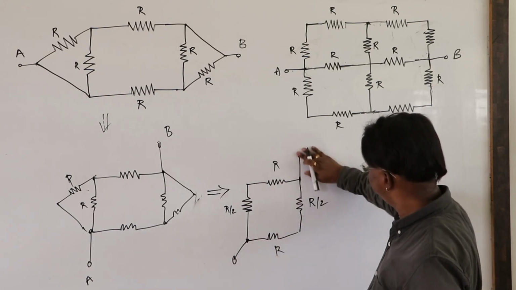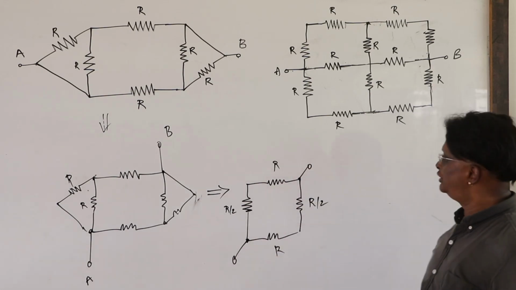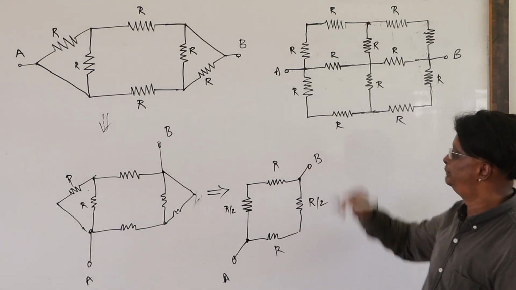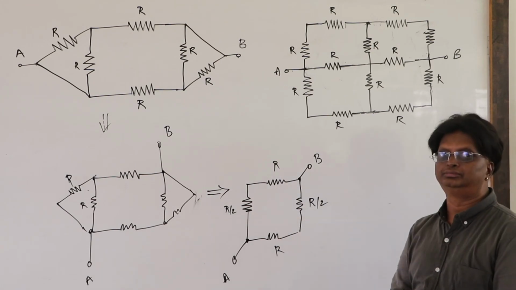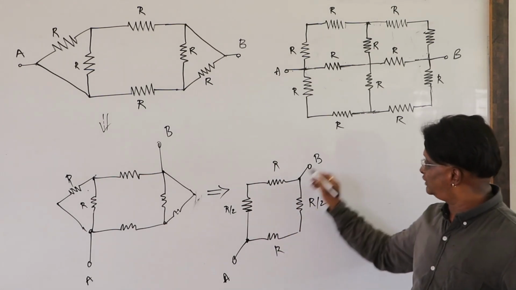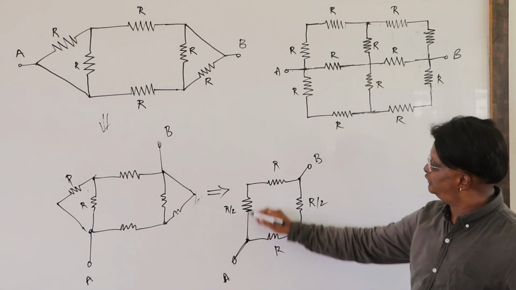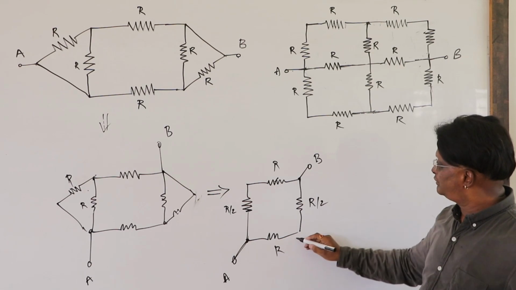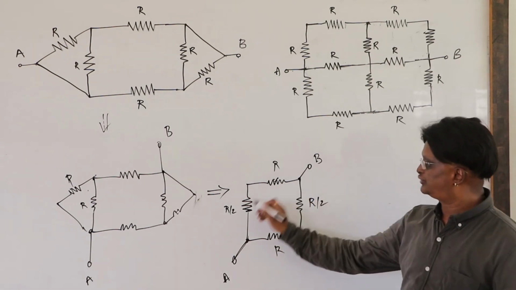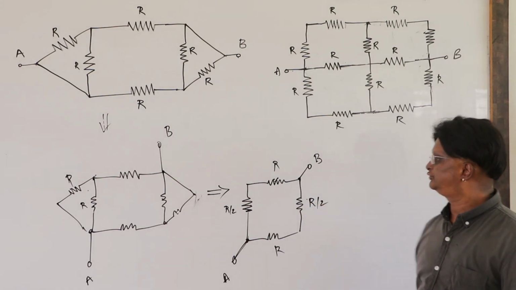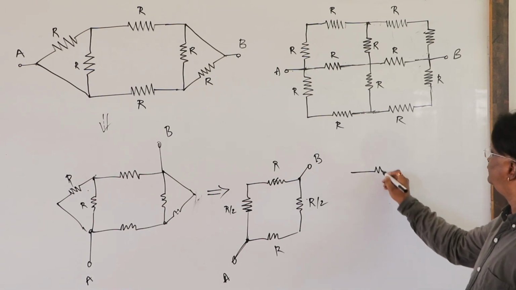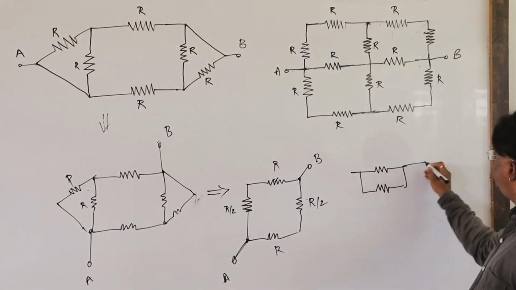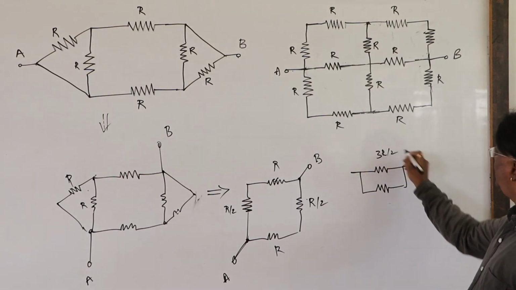Now you see, redrawn. These are the terminals A and B. Now R and R by 2. Across AB now you see R by 2 and R in series. Here also R by 2 and R in series, 3R by 2, this one is also 3R by 2. Therefore now, finally we got one simple parallel combination, each of 3R by 2.